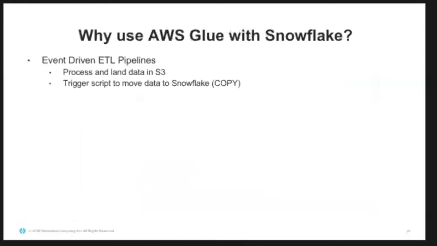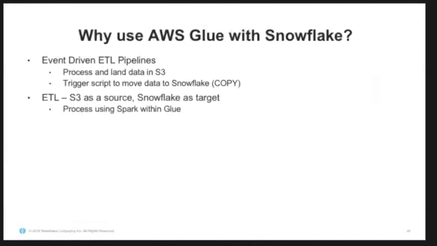All right, so why would we use Glue with Snowflake? Well, we might have event-driven pipelines, so maybe we'll have a process that loads data into S3 and then just trigger something to copy that into Snowflake. And there's a command in Snowflake you could run to do that. Or maybe we have S3 as a source, we have data sitting there, and we have Snowflake as a target, but we could use Spark because the data is in S3. We use Spark to process that data in Glue, and then the final results get pushed to our data warehouse.